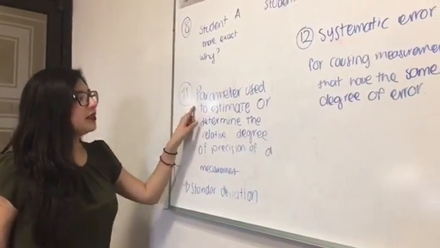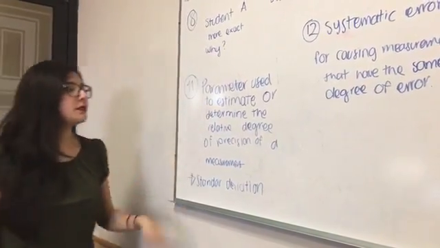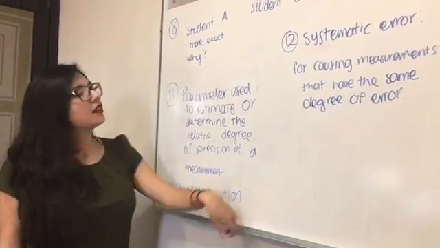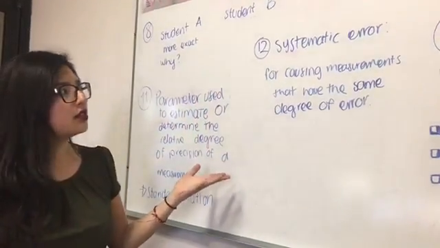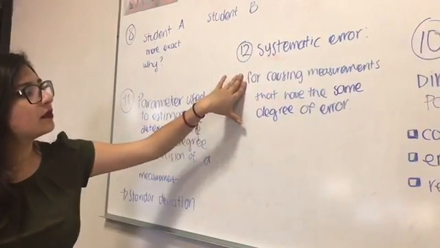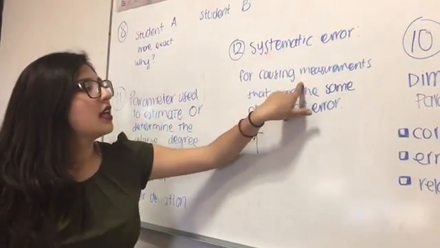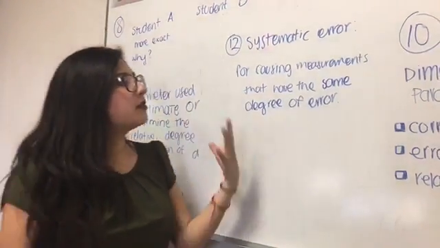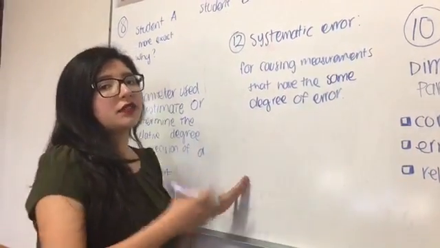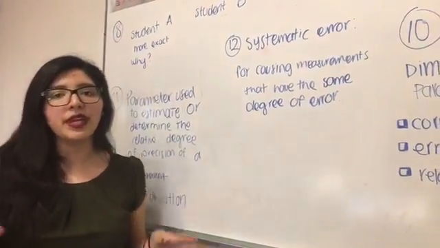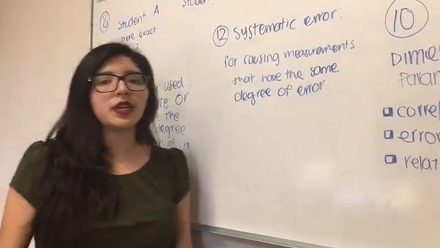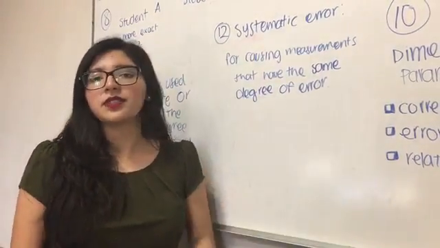And in question 11, we have that the parameter used to estimate or determine the relative degree of precision of a measurement is the standard deviation. In question 12, we have a question of what a systematic error is, and this means that it can be caused by measurements that have the same degree of error. This means that in all of the measurements that we made in our experiment had a mistake or an error when we were measuring or weighing them or something.